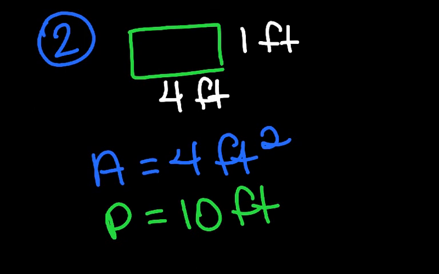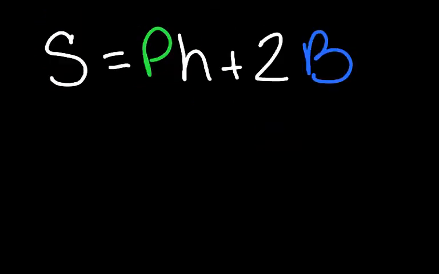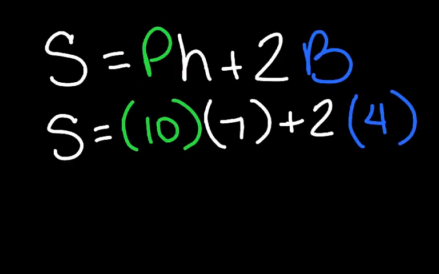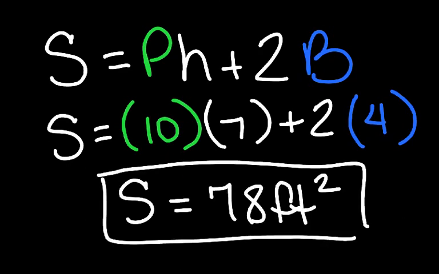Okay, now we have what we need. Go ahead and write the formula for the surface area. Once you write your formula, replace your variables with numbers. Once you wrote all that down, just plug it in the calculator and write down your answer. Your total surface area is 78 feet squared.